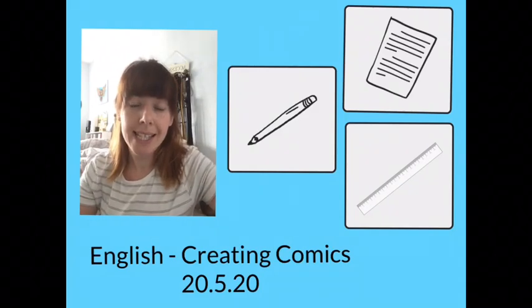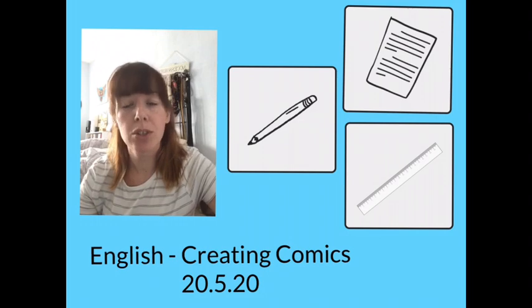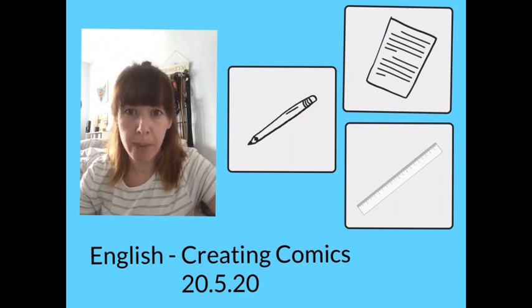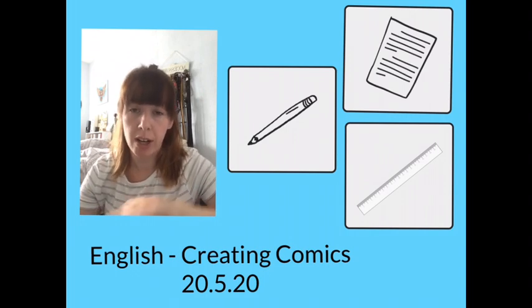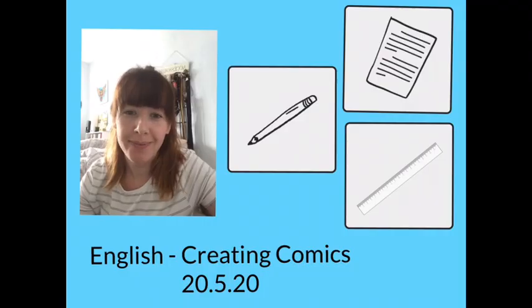Hi guys, today is our second English lesson on comic books and today we're going to be making some. So you're going to need to have a piece of paper and a pencil and probably some sort of ruler or something you can draw straight lines with. When you're ready, press play and we'll get going.